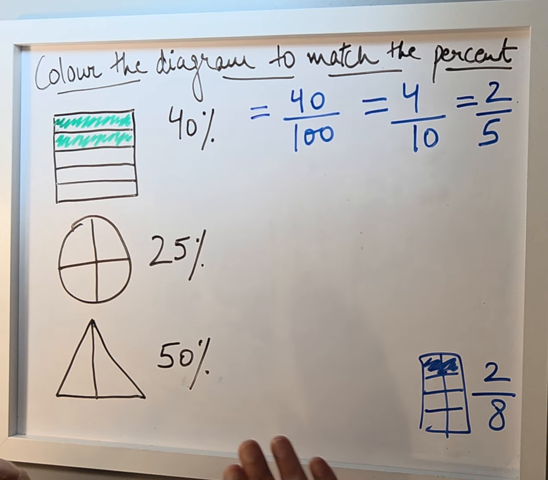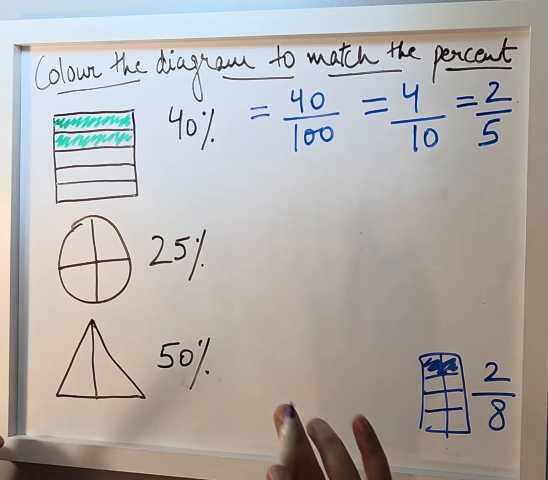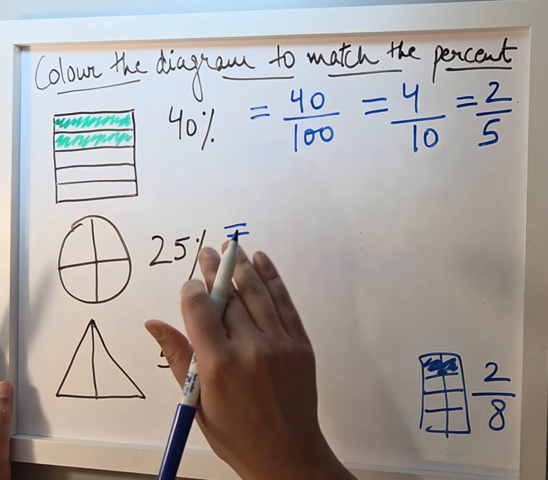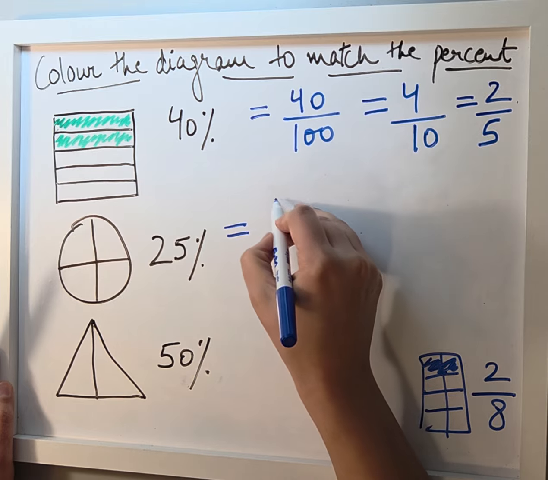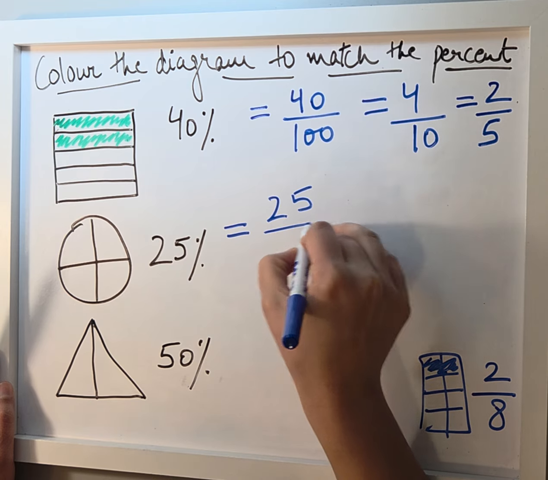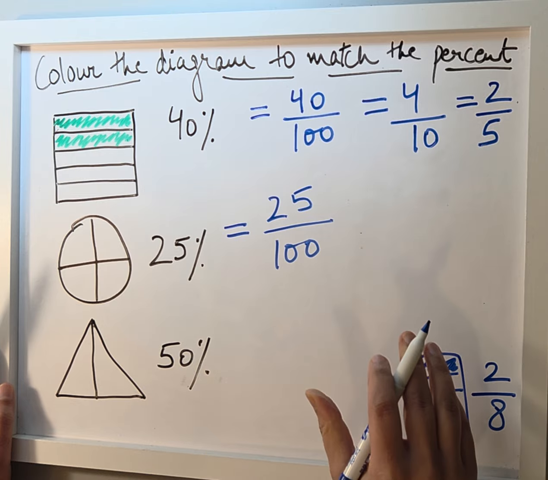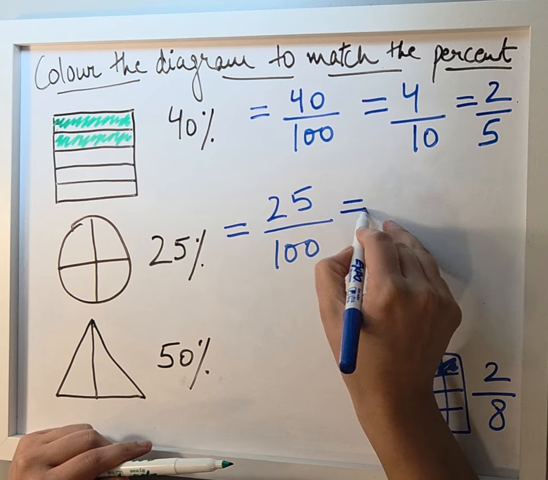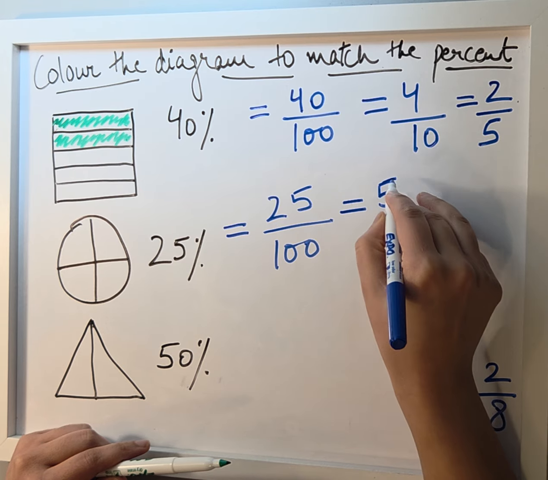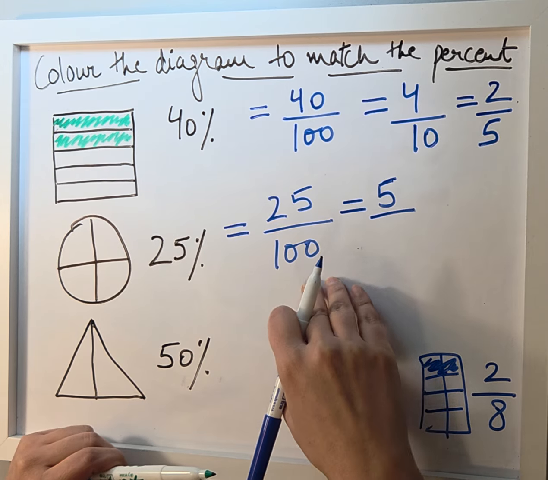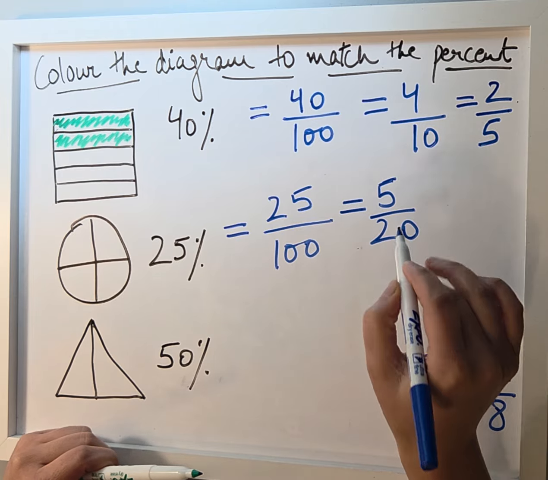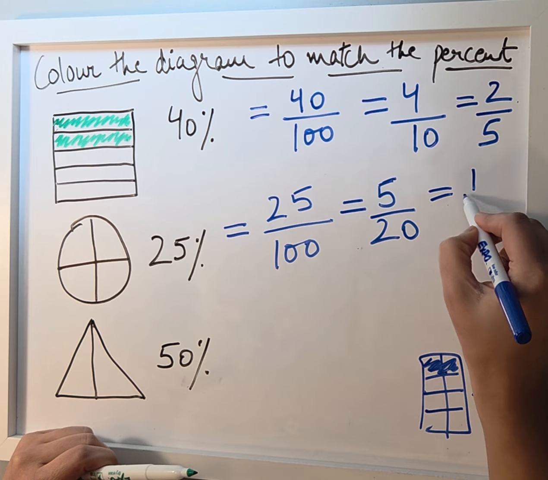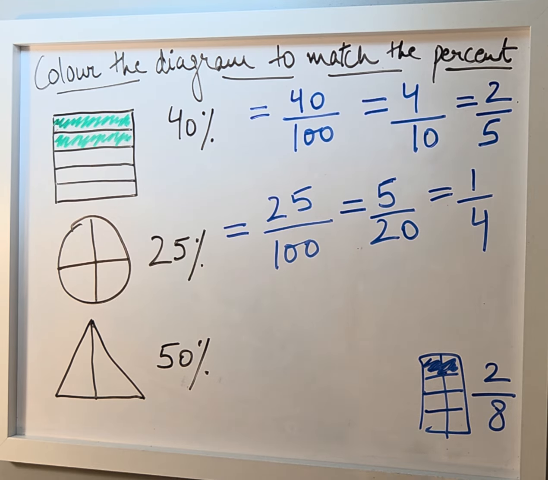Now let's try to do the second question. Here it is 25%. So what is the first step? We represent it in the form of a fraction. How do we do that? We do 25 divided by 100. Now they both are multiples of 5. If we divide 25 by 5, we get 5, and if we divide 100 by 5, we get 20. Again, they are multiples of 5. If we divide both of them by 5, we get 1 by 4.